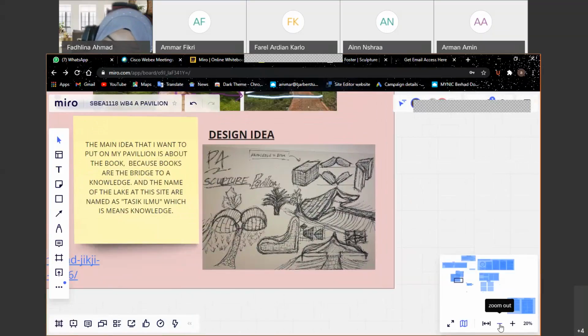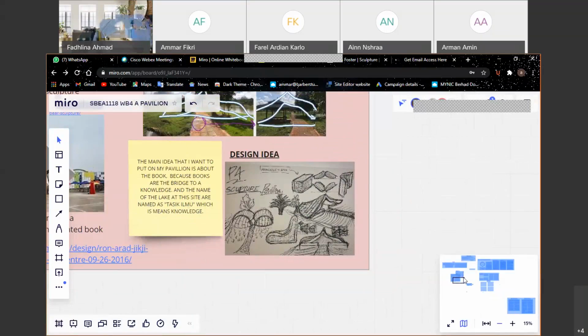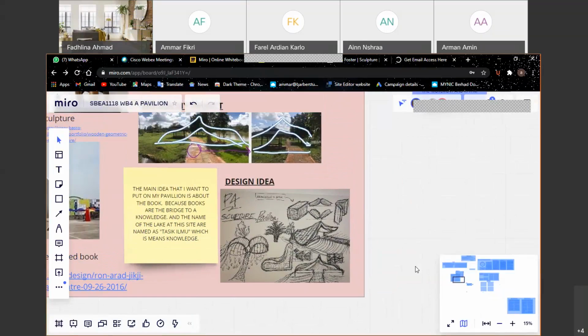How do you want to make it more abstract? Because I'm still lacking ideas right now. Yes, I'm still in progress finding my idea for my pavilion.